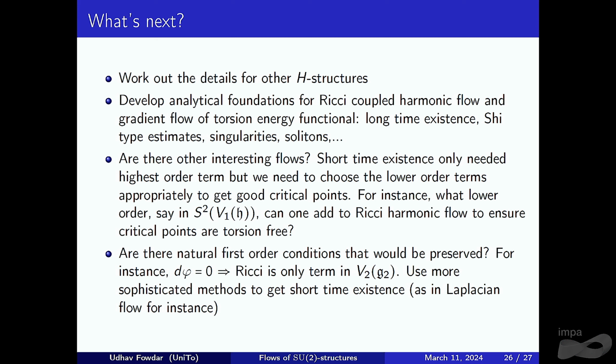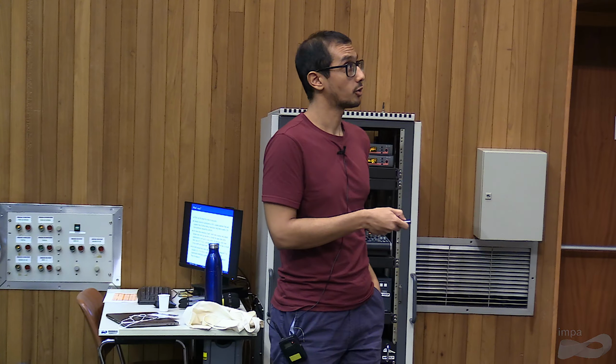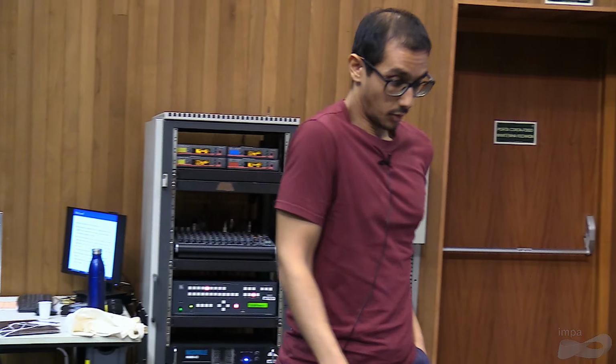Are there other interesting flows? For instance, if we wanted good critical points, we'd have to fix the lower order terms. Just like in the Laplacian flow, we added some other second-order term to get short-time existence, but then we lost critical points. Now, if we have short-time existence using the highest order term, can we add some lower order term to get good critical points? We don't know. Maybe we can look at things which are quadratic in terms of the intrinsic torsion. That would be a good way to start.